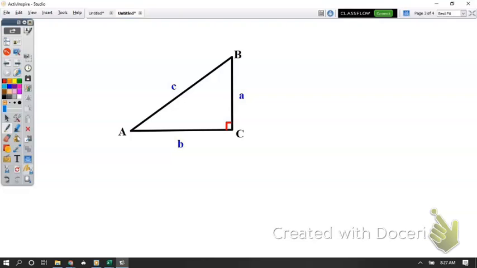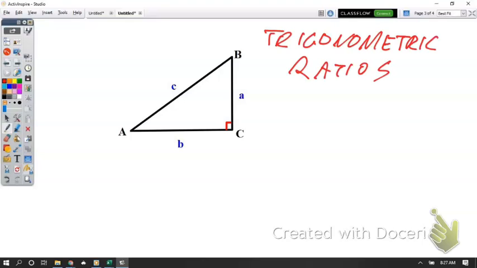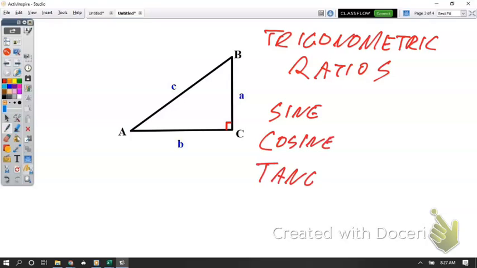Why does this matter? The reason this matters is because trigonometry, all of it comes down to three ratios, referred to as the trigonometric ratios. Well, three basic ones. There are some other ones, but they're all based on these three trigonometric ratios. Those ratios are sine, cosine, and tangent. And what these are, are the ratios of the sides.